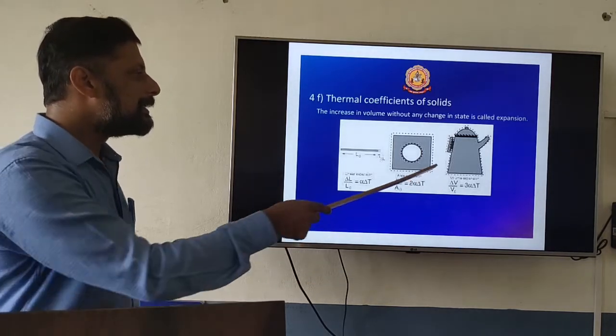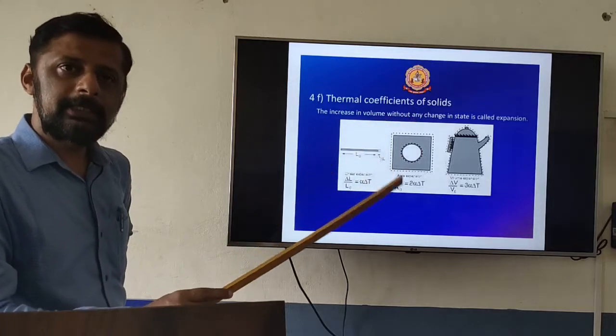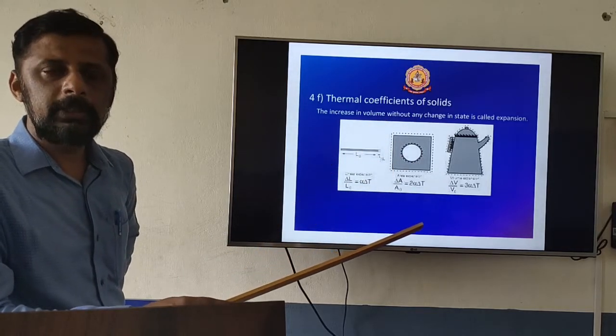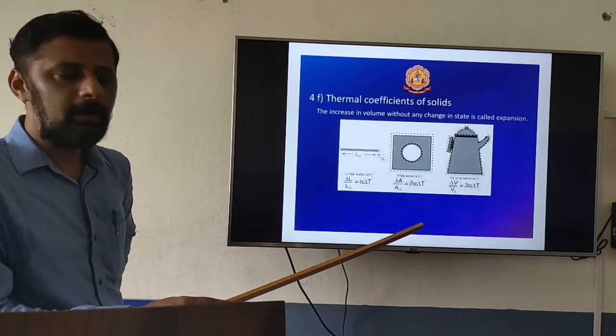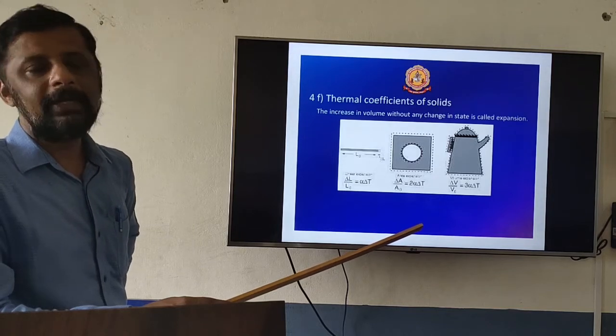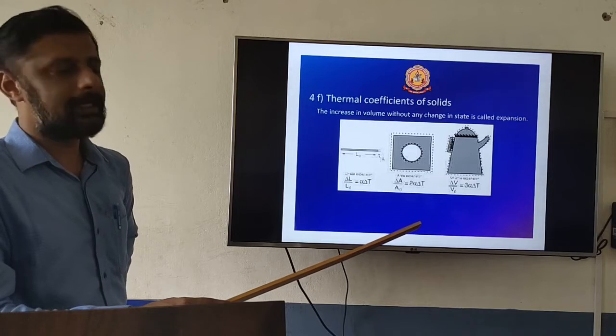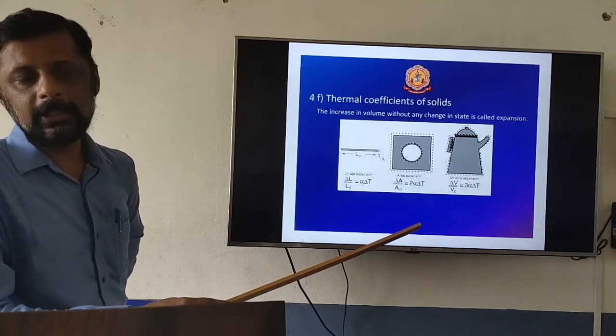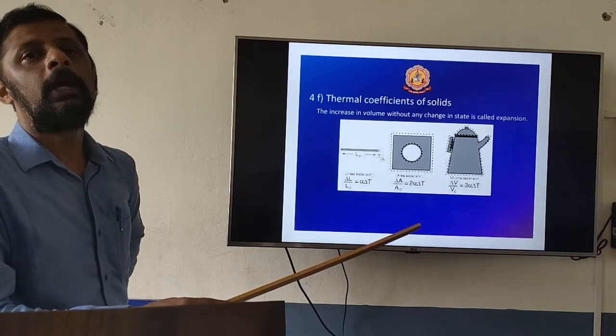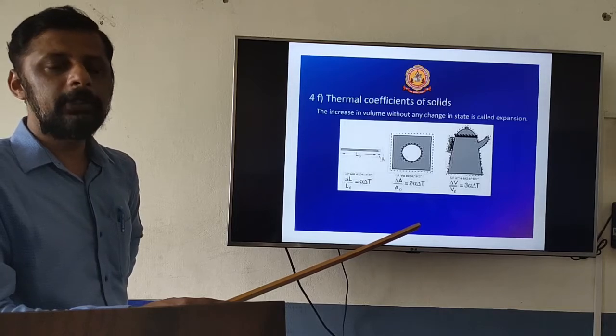Here, in this case, delta V represents the change in volume, which is directly proportional to the original volume V naught into delta T, where delta T represents the change in temperature. So in terms of a constant, you can write it as delta V by V naught is equal to gamma, or delta V is equal to gamma into V naught into delta T.